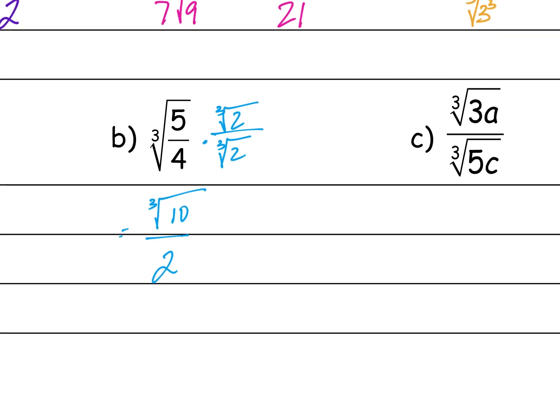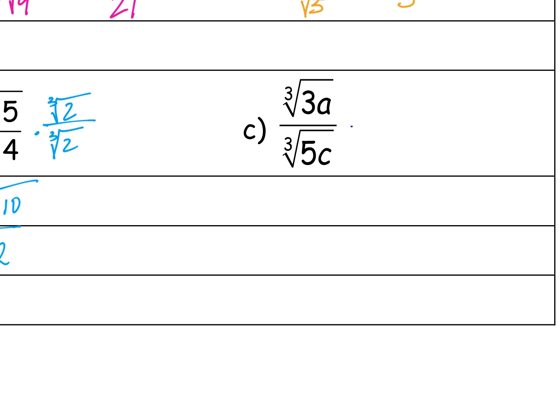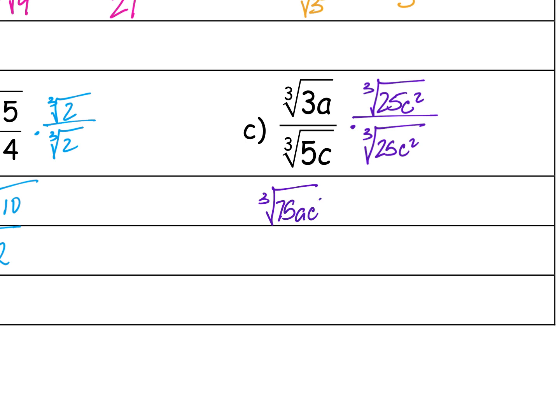And then C is a little bit harder. So I'm going to multiply by the cubed root of 25c squared over the cubed root of 25c squared, right? Because I need 2 more 5s to give me 3 5s in the denominator and 2 more c's to give me 3 c's in the denominator. So that gives me the cubed root of 75ac squared all over 5c.